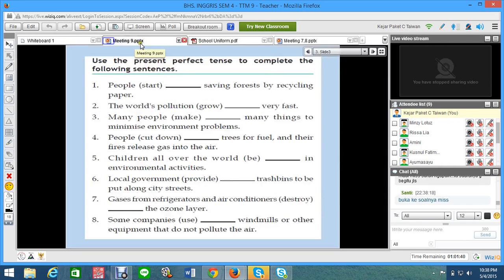Oke, di sini. Ini kan ada soal. Oke, there are 8 questions here. So you need to complete the sentences into present perfect tense. Okay. So you have to be able to identify which one is subject, which one is verb, which one is complement. You have to be able to identify that. Okay. Ini soalnya. So use the present perfect tense to complete the following sentences.